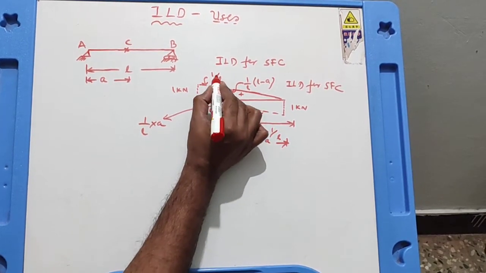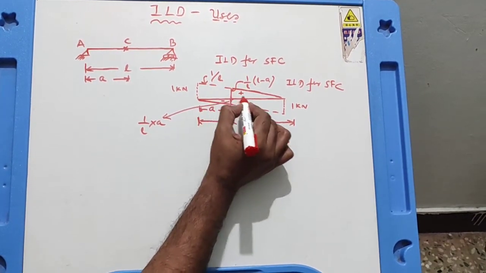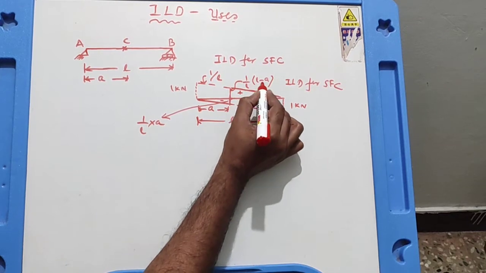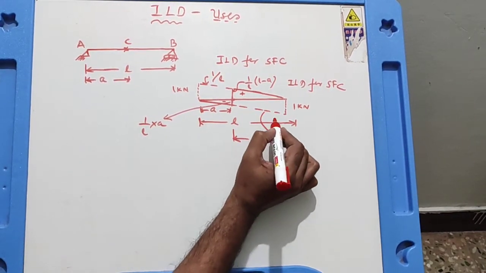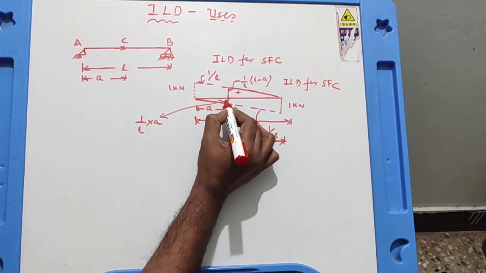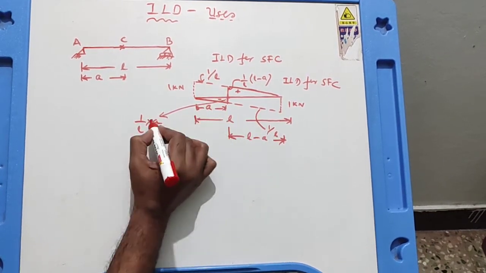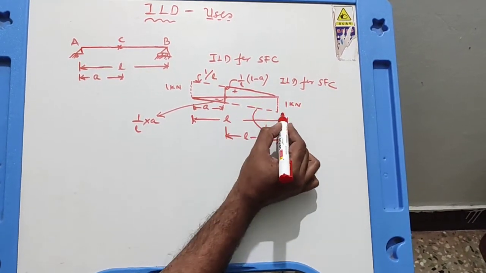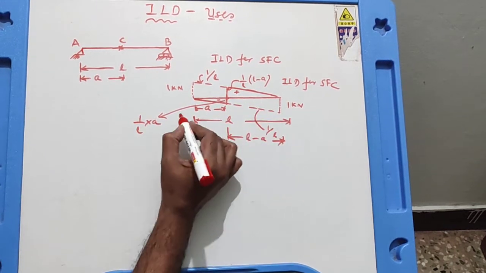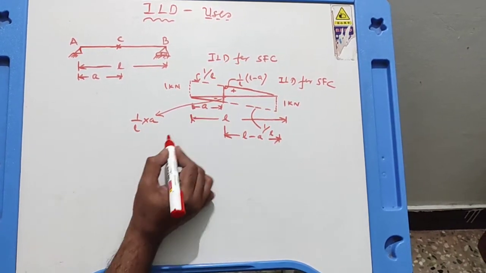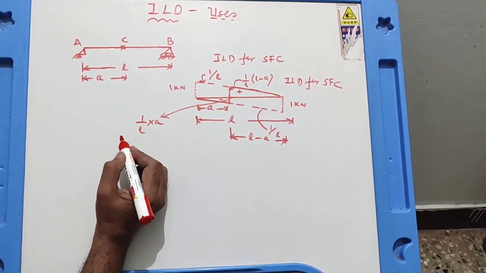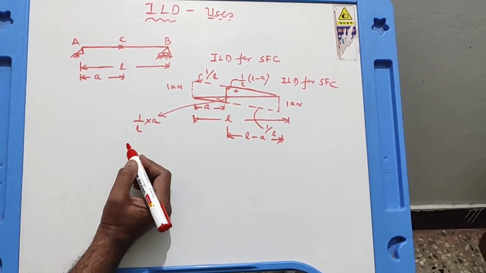The slope of the line is 1 upon L. And the slope of the line into the distance on this side, 1 upon L into L minus A, is equal to the ordinate on this side. So the lower ordinate, or negative maximum ordinate, is the slope of the line, again the same, because it is 1 upon L into A. So this is how we can draw the influence line diagram for shear force at C.